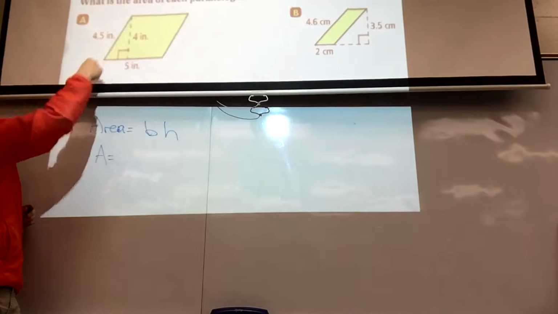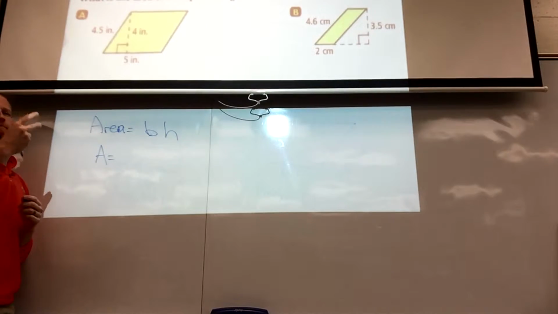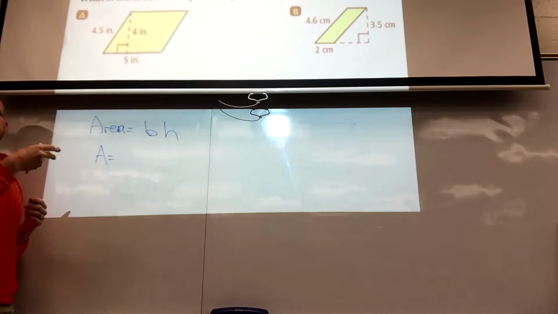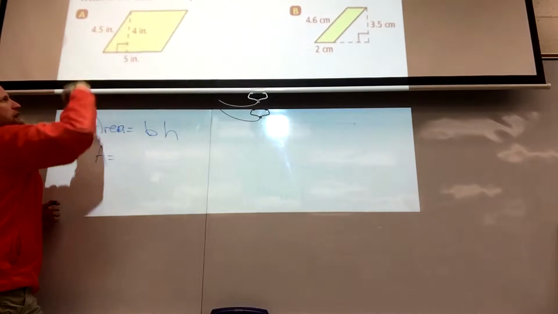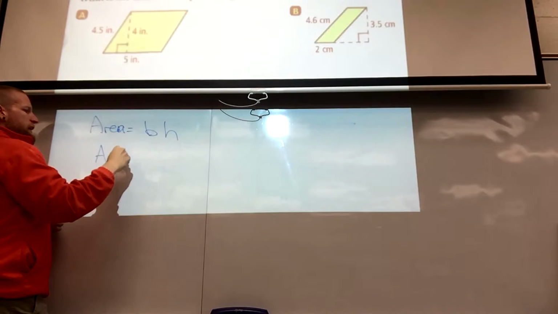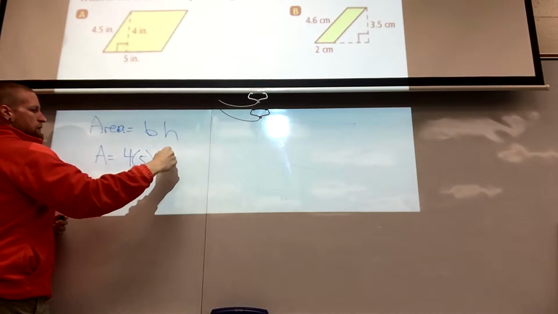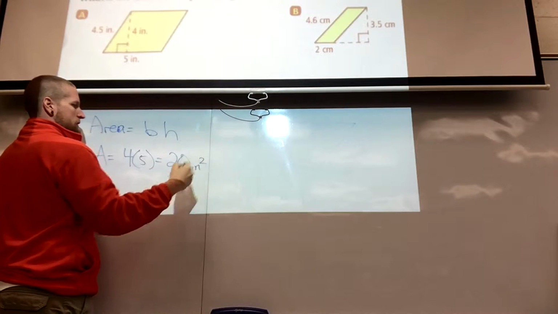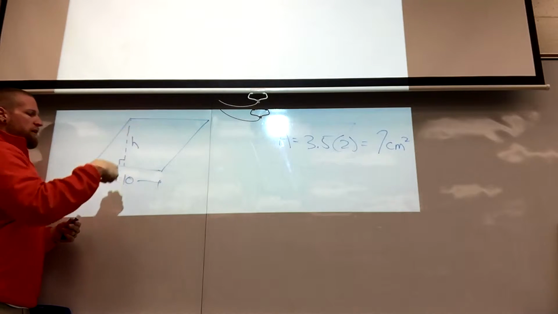For this one here, there's 3 measurements up there. We only need 2 of them: the 4 and 5, right? Because the 4 and 5 are the only ones making the right angle. The 4.5 is just this side, but I don't really care about it in this case. So the area here would just be 4 times 5, which is, what's 4 times 5? 20. 20 square inches.